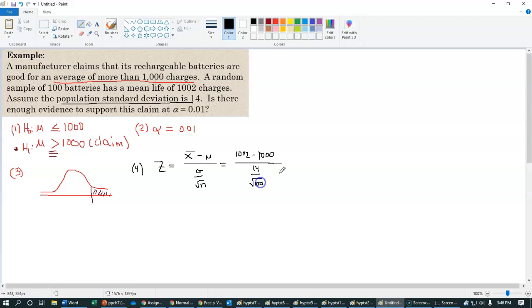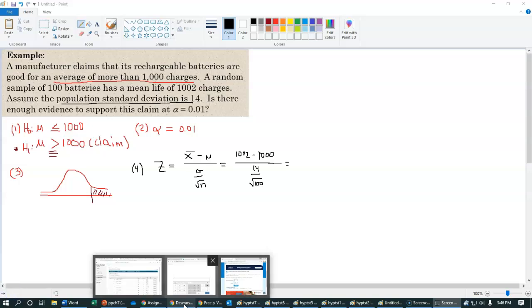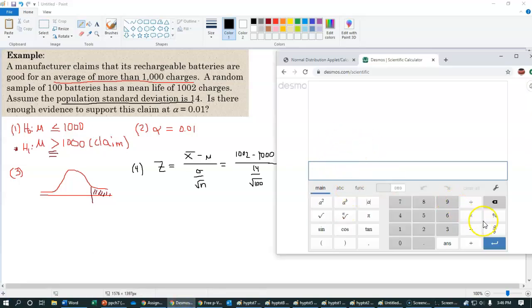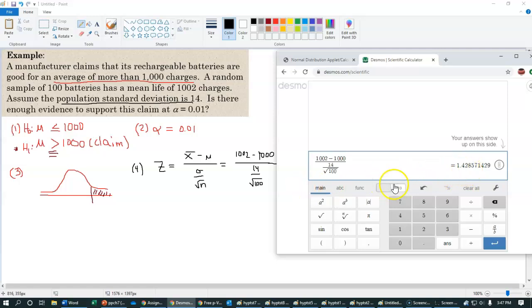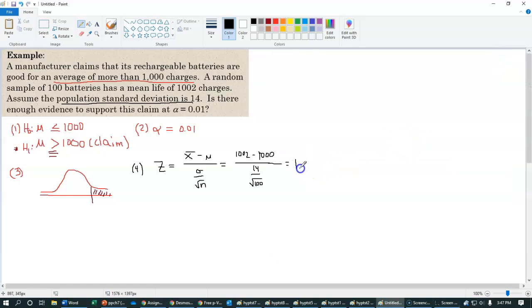And then what I suggest, you use decimals. That's what I'm going to do next. I'm going to use decimals. Here's decimals. I'm going to click on the fraction bar, and I'm going to type exactly what I see here. So 1002 minus 1000 divided by, I have another fraction on the bottom, 14 over the square root of 100. And you can see here I got 1 point, I need to round to 2 decimal places because that's a z-score, 1.43. So that's how much my test statistic is.